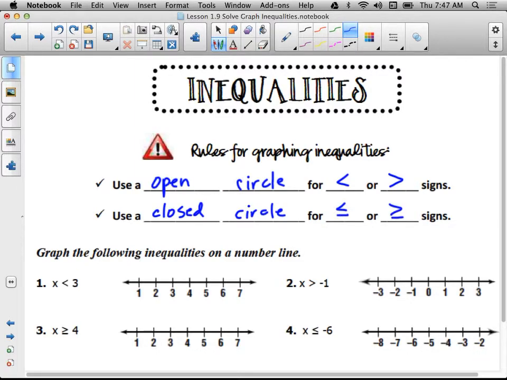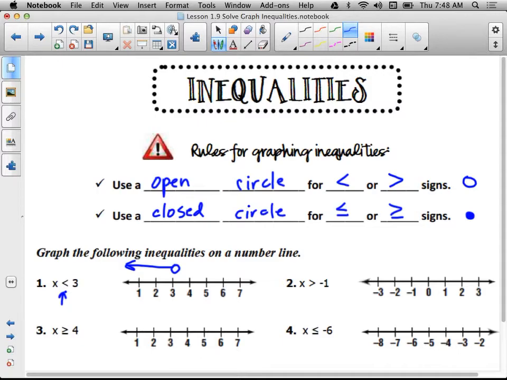Now, when I say an open circle, I mean something like this. And when I say a closed circle, I mean something like this, a filled-in circle. Let's look at these simple inequalities on the bottom and how we would graph them. For number 1, x is less than 3. We're going to put an open circle because this is a less than. So we'll put an open circle at 3. That's the boundary point. And we're looking for numbers less than 3, so we're going to draw an arrow in the direction of the numbers less than 3.